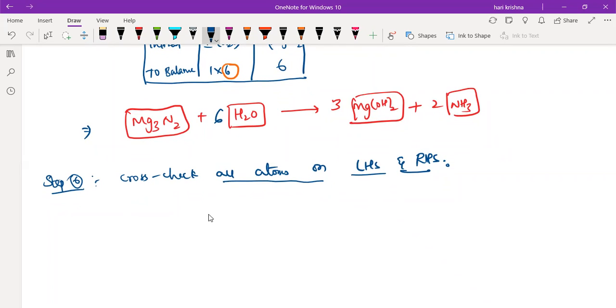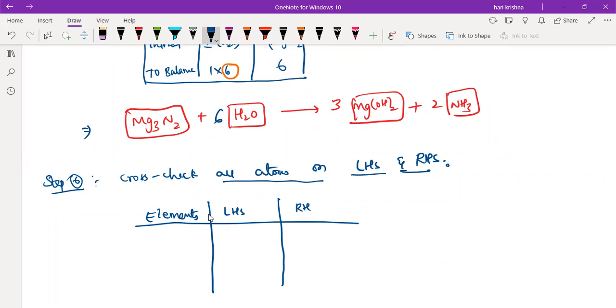Okay, thank you. So first we'll write the elements here. Then we'll write LHS. Then we'll write the RHS.